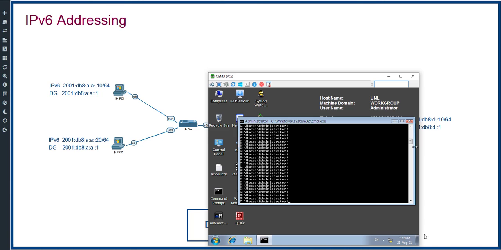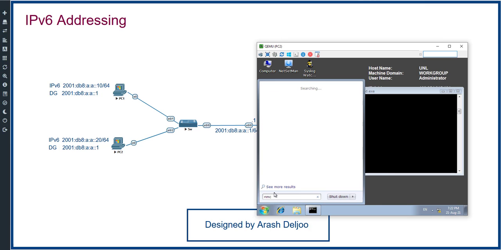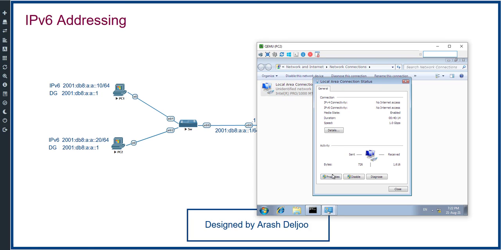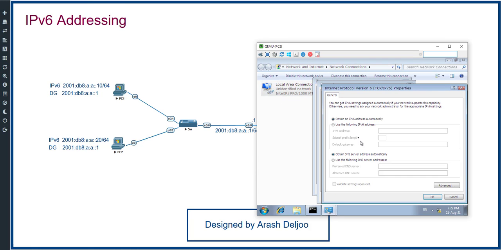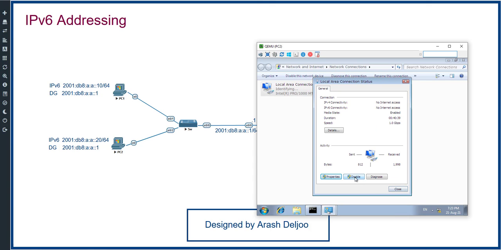Let me configure the PC2. This is the PC2, and after that, here again we can go to the network connections. After that, here we should click on the TCP IPv6, not v4, and then use the following IPv6 address: 2001:db8:A:20, for example, :20, and the prefix length is 64, and finally default gateway is 2001:db8:A:1. That's it. And after that, okay, and then for example, close.